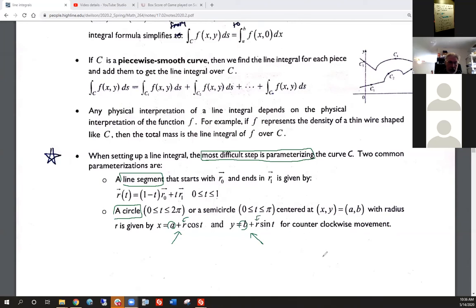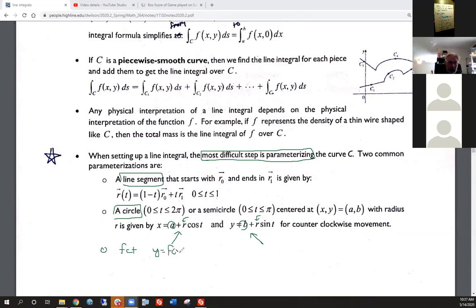In the example that we were just working on, (a, b) would have been (0, 0) because we were centered at the origin, and r would have been 1 because we had the unit circle. But those are two really common parameterizations. They won't cover everything, but they will cover an awful lot. Now that I think about it, maybe I would add one more, and that would be a function, something like y equals f of x.